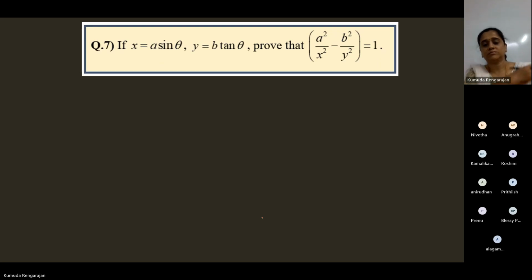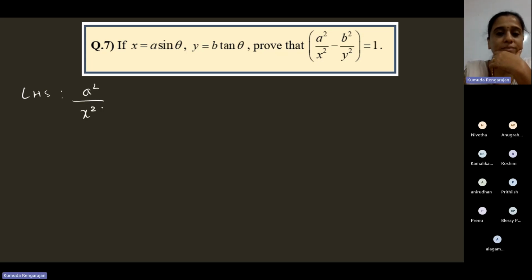Tell me, what should we do here? What is x? This is the LHS, right? a square by x square minus b square by y square. So you'll have to take up this, work this and show that the value is 1.